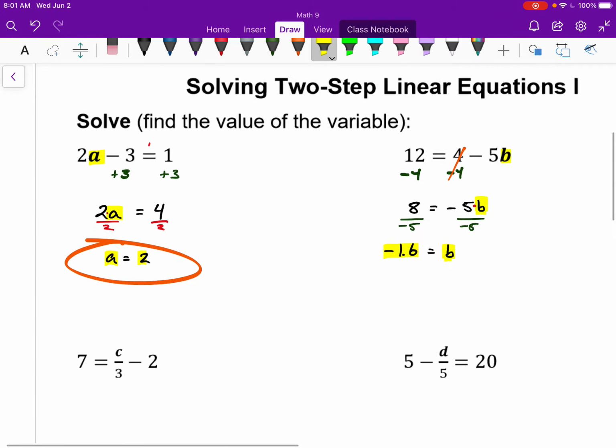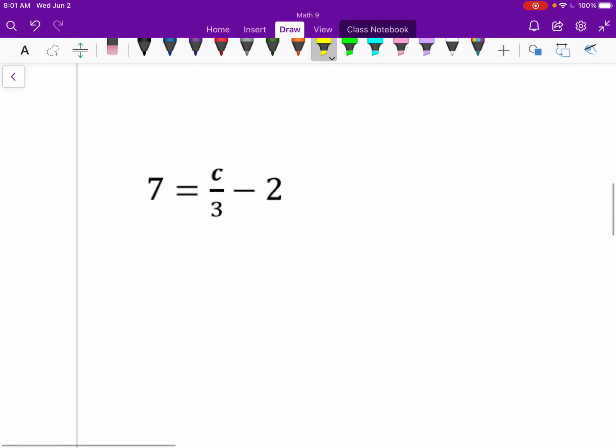All right, so let's look at this one here. I have c divided by 3 minus 2 equals 7, or 7 equals c over 3 minus 2. Again, the first thing I would do, and I don't have to, but I would always recommend: on the side with the variable, the c we're trying to figure out, if there's a constant term, just cancel it out right away. It's easy to do. In this case, if there's a minus 2 there, we just add 2 to both sides.